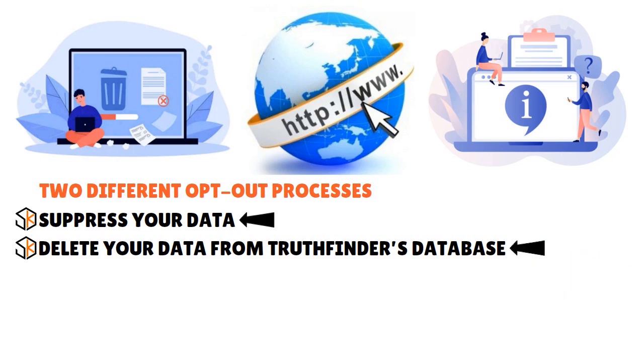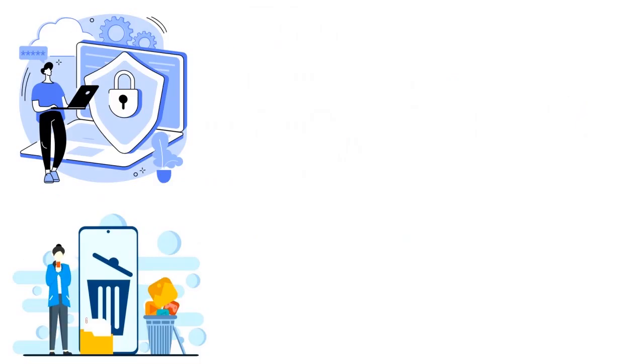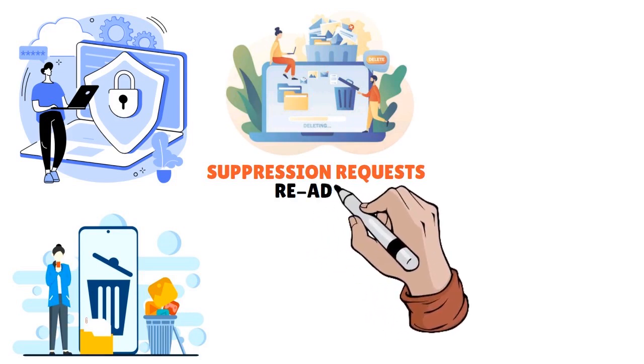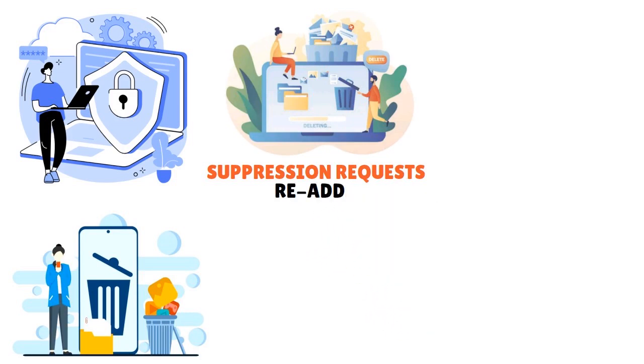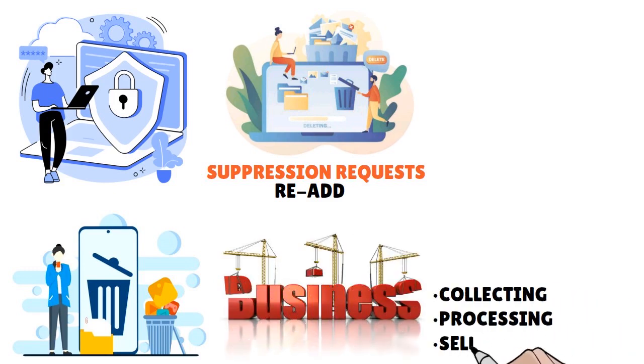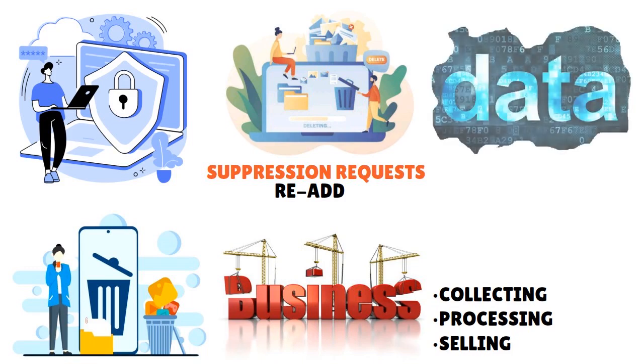Second option, you can delete your data from TruthFinder's database. This option deletes all of the info TruthFinder has collected about you. However, it also removes your suppression requests, meaning TruthFinder can simply re-add you to its database later on. And it does. It has done it in the past, by the way. You really have to understand that those websites have built their business model around collecting, processing, and selling your personal data. So it's not in their interest to suppress your data, because that's how they make money, right?